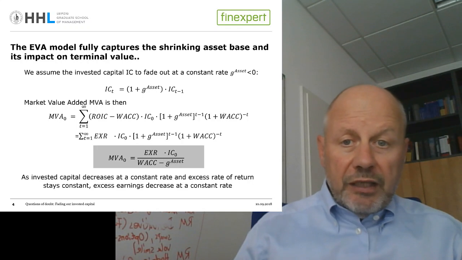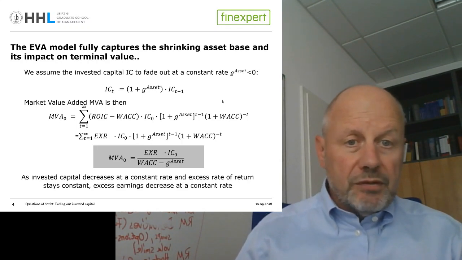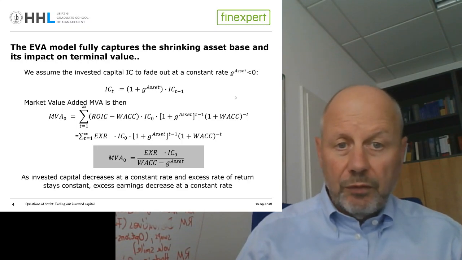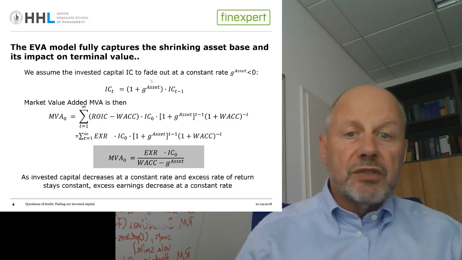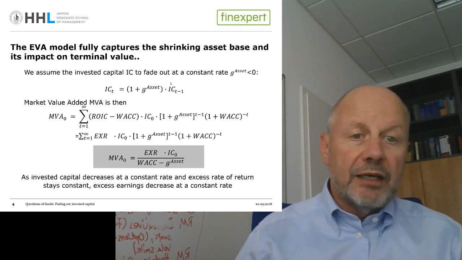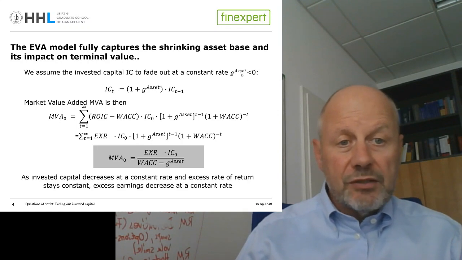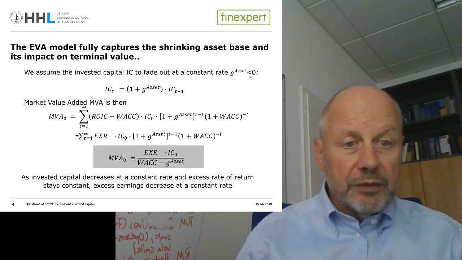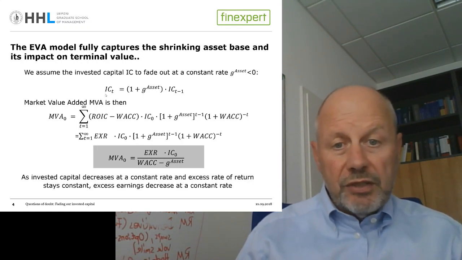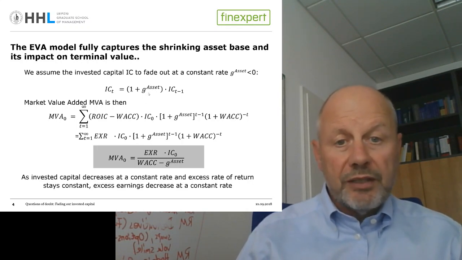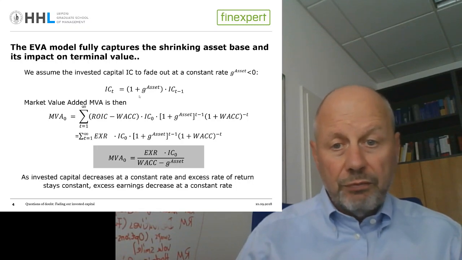So when first looking at the EVA model, it is obvious that this model is easily able to cope with this case, because we simply assume that the invested capital is going to fade out at a constant rate, which is here denoted G asset. So this is the growth rate of the asset, and G asset is smaller than 0. Here you see that we simply say that the invested capital in T is the invested capital in the preceding period times 1 plus this negative asset growth rate.